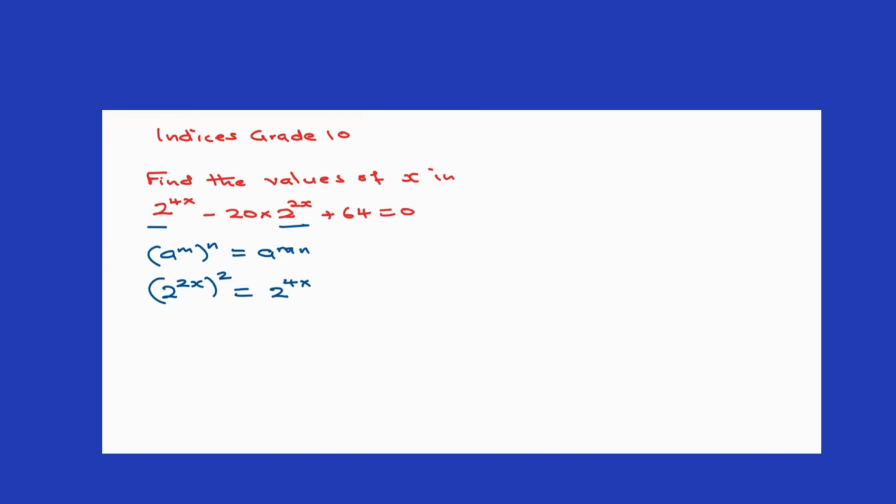Hope you've known that. Therefore we can rewrite the question as (2 raised to the power 2x) squared minus 20 times 2 raised to the power 2x plus 64 is equal to 0. Now, we are not converting everything to the same base 2, because 20 cannot be converted to base 2. We cannot split that. So here, because working with 2 raised to the power 2x might be a challenge, we can give it a letter that we can easily work with.